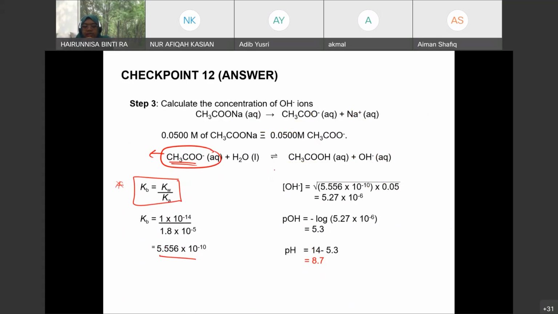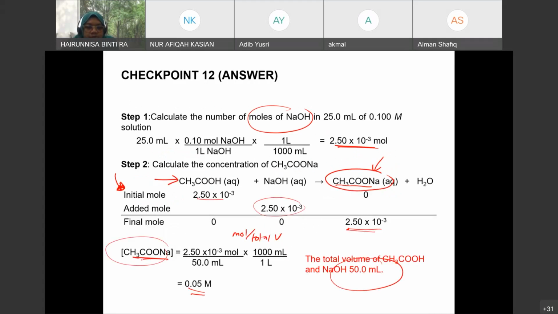Okay, ini dia guna simplifying method, instead of dia guna I-stable. So, tak ada masalah. Yang penting you dah dapat dah. You dah tahu dah OH minus. So, you have to use formula yang ni lah. OH minus equals to square root C darab dengan Kb. So, this is value of Kb. So, C tadi 0.05. Remember, you kira yang ni 0.05.